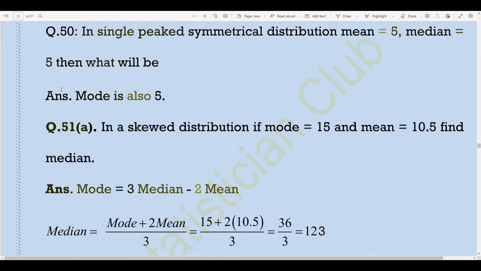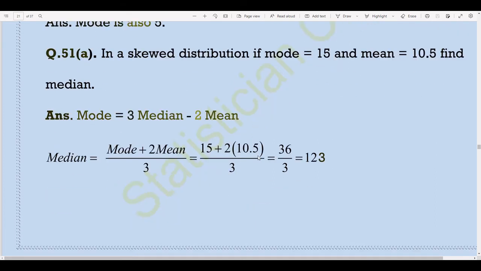In skewed distribution, if mode is equal to 15, mean is equal to 10.5, find median. So the empirical relation is mode is equal to 3 median minus 2 mean. To calculate median, take this term on the left side: mode plus 2 mean. When you take the term to the other side, minus converts into plus, mode plus 2 mean, and by cross multiplication, 3 is the divisor of this side. We can write this as median is equal to mode plus 2 mean divided by 3.